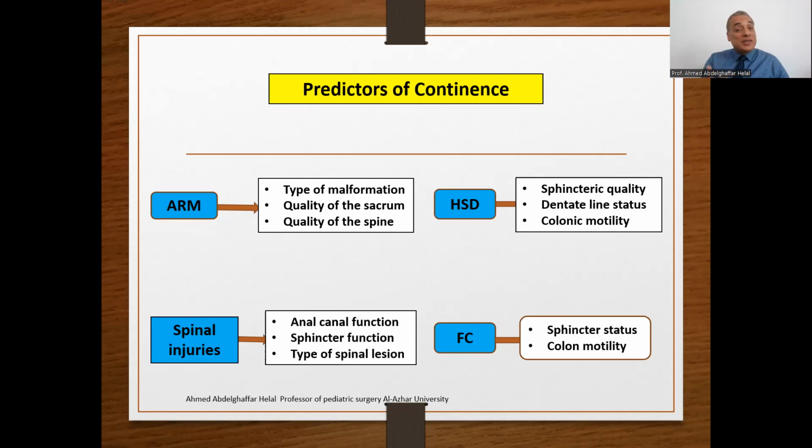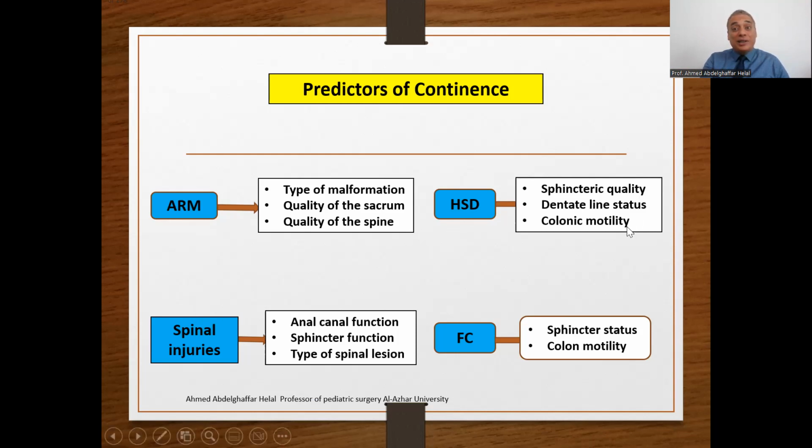Quality of the sacrum and the spine is very important to be assessed during the first 24 hours. So if they are well developed and the child's defect is of benign type, this child most probably will have bowel control. In Hirschsprung disease, usually all children are born with intact muscles, intact sphincters, and intact sensations.